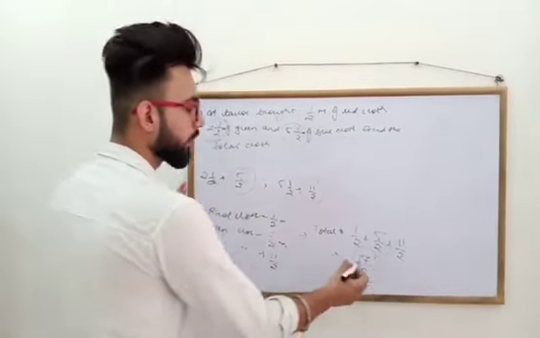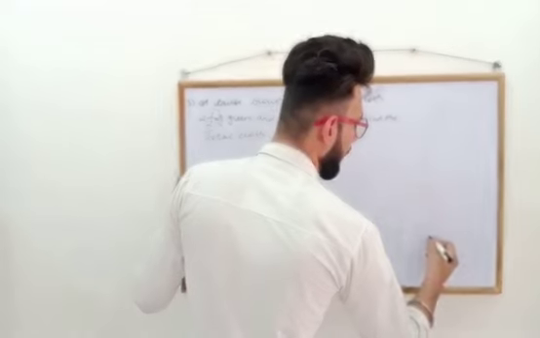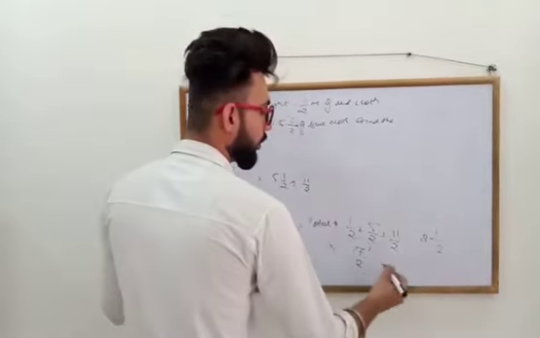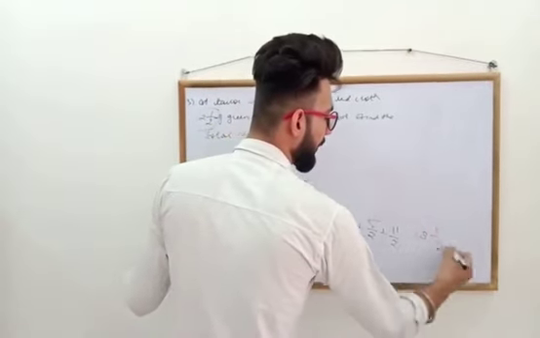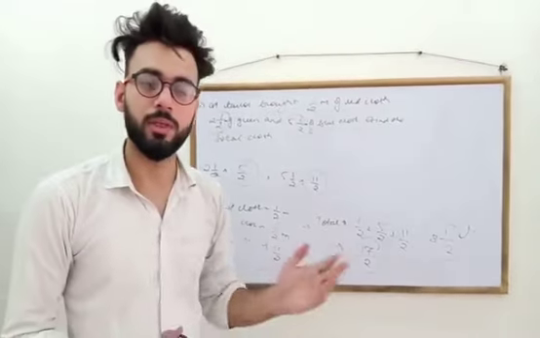And if we need to write this as a mixed fraction, we can write it as 8 whole 1 by 2: 8 times 2 is 16 and 1 is 17. So 17 by 2 or 8 whole 1 by 2 is the correct answer. So these are the 3 kinds of questions for word problems based on fractions.